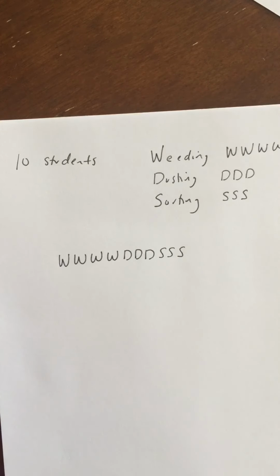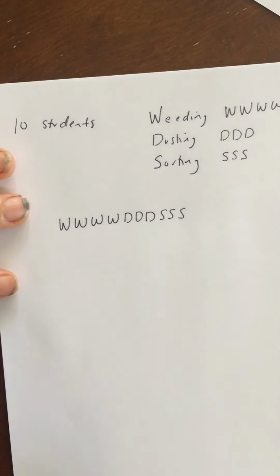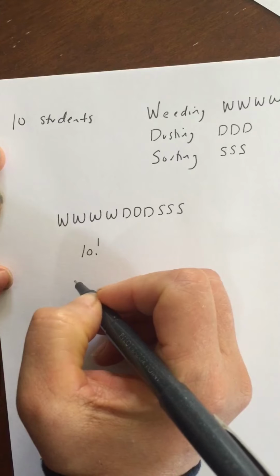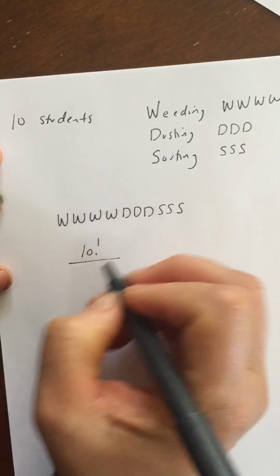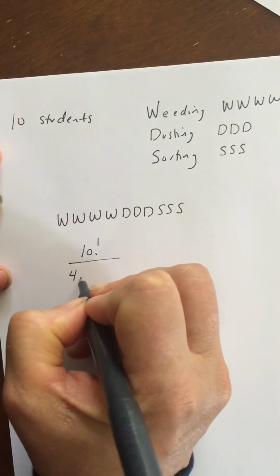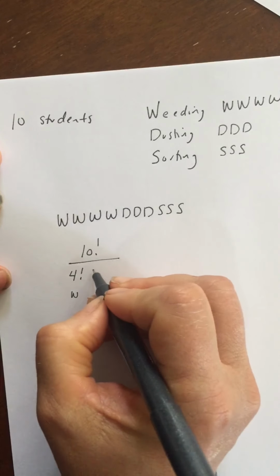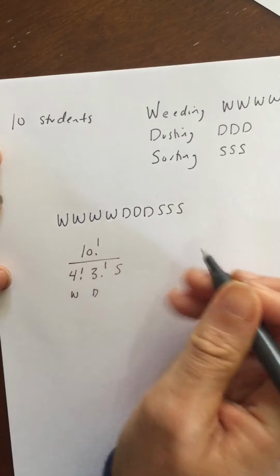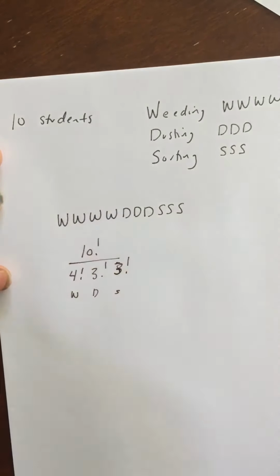So if you think about it, rearranging these things is really the same as assigning jobs to those 10 students. So let's think how we do that one. So there's 10 factorial if they each had different jobs, right? But since they're going to be slotted into categories, I'm going to divide by 4 factorial for all the people that do the weeding, okay, and 3 factorial for all the people that do the dusting, and then, oh, no, sorry, S, 3 factorial for the people that do the sorting.